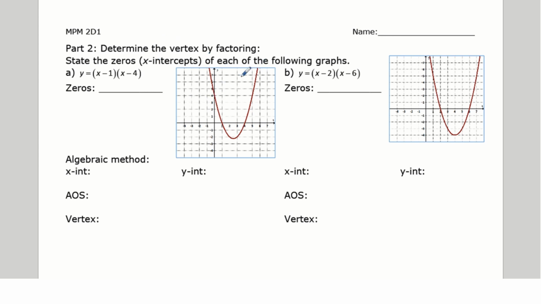So from this graph, state the zeros of each of the following graph. So this is 1, this is 4. And from the factor form, the zeros will be x minus 1 equals 0, give you 1. And the x minus 4, 0, give you 4. So 1, 0, 4, 0.